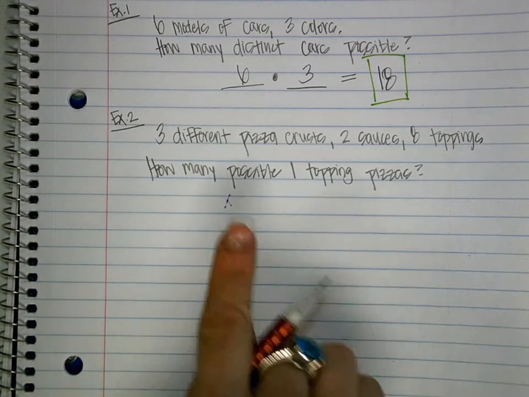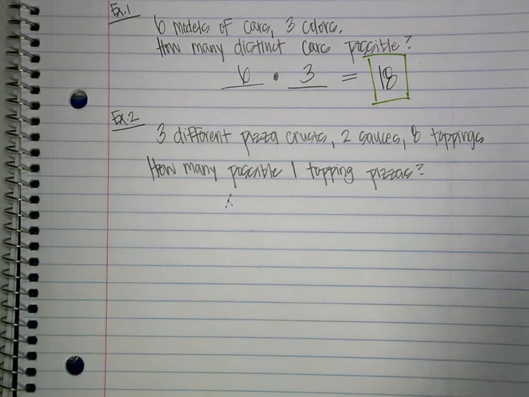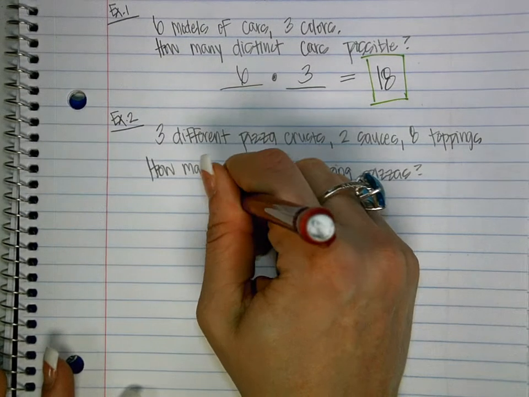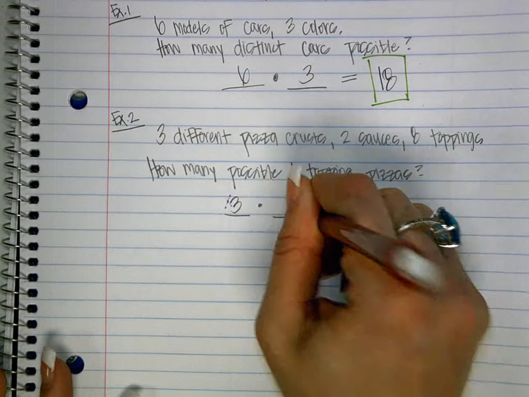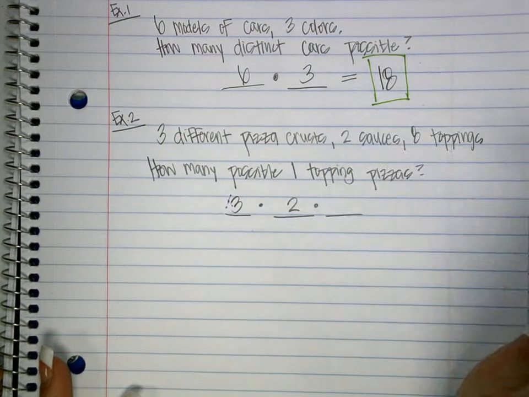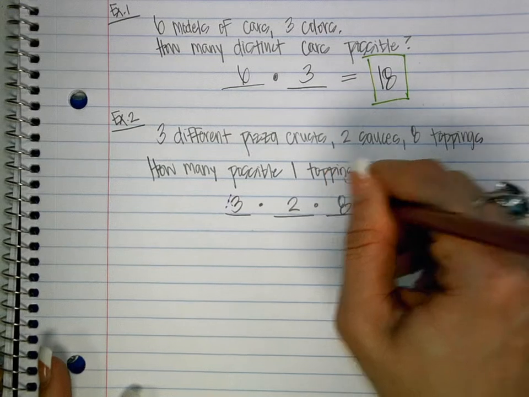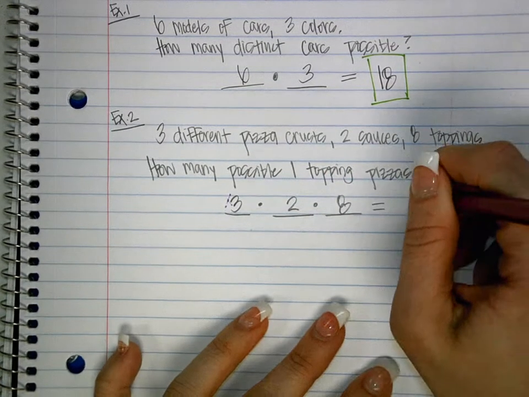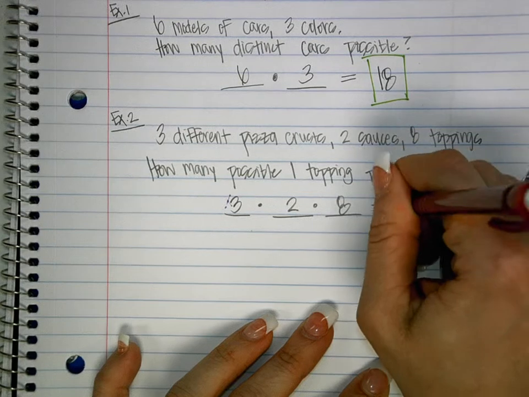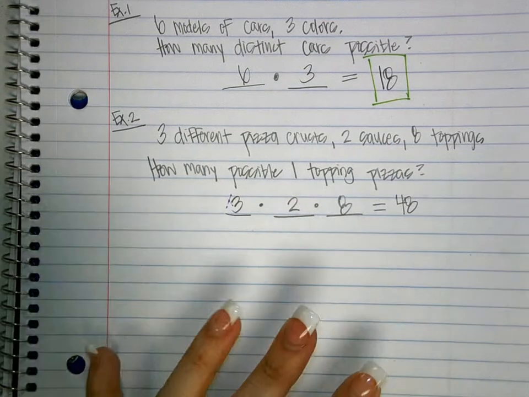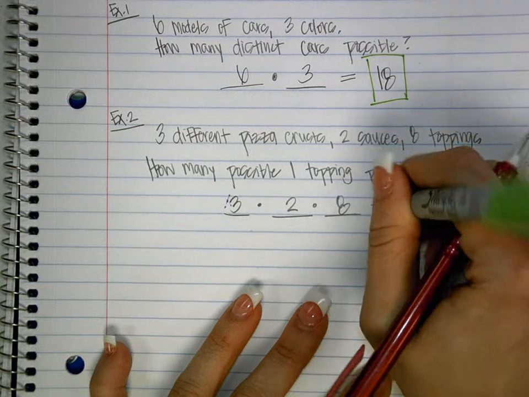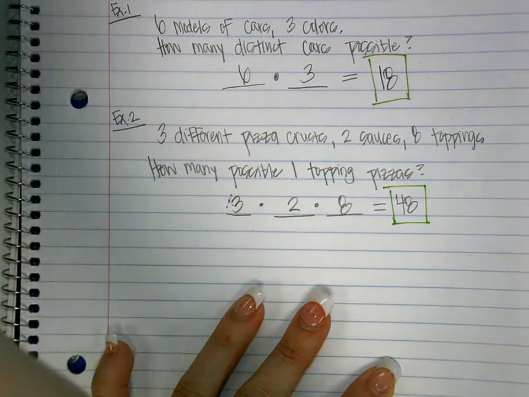All you really have to do is multiply your options. How many different crusts do I have? 3. Multiplied by how many different sauces do I have? 2. Multiplied by how many different toppings do I have? 8. Multiplied together, I have a possibility of how many different kinds of pizzas? 48. So if someone obnoxious calls and says, I want one of everything, you're getting 48 pizzas.